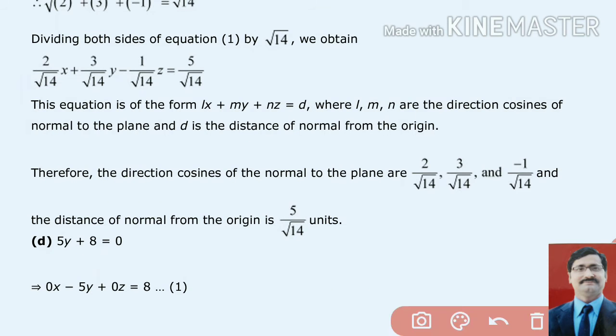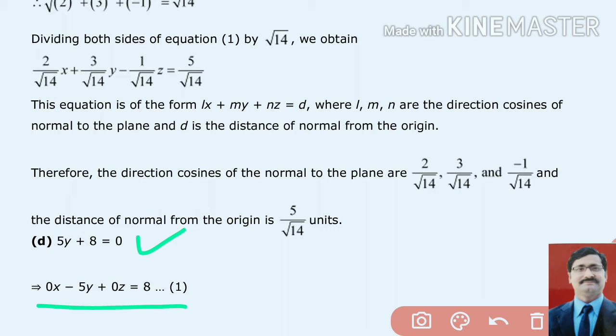Here you will write in this format: 5y plus 8 equal to 0. You write it in this format: 0x minus 5y plus 0z equal to 8. You will not write this 8 as negative because this is a distance, and distance will always be positive. So what you get is that the direction ratios will be 0, minus 5 and 0.